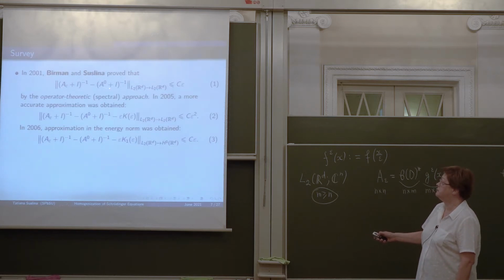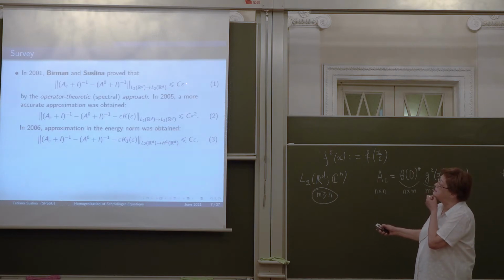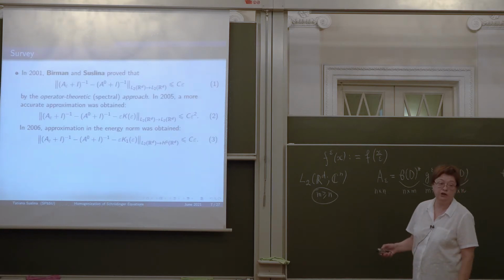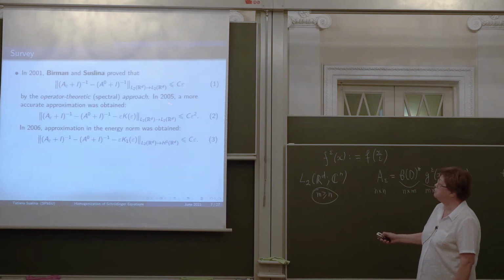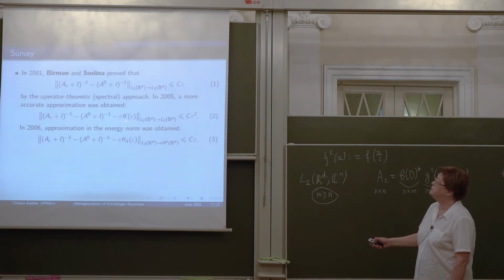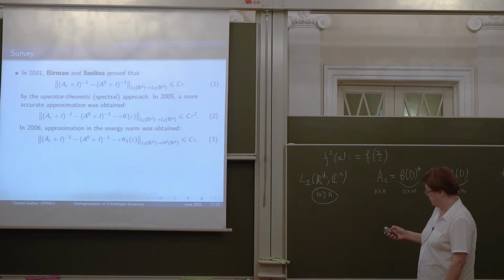the resolvent of the effective operator in the L2 operator norm. And the norm of the difference satisfies estimate 1, an estimate of order epsilon, which is order sharp. In our next paper in 2005, a more accurate approximation for this resolvent was obtained, also in the L2 operator norm, but now the error is of order epsilon squared, and the operator K of epsilon is called a corrector. I will write down this operator.